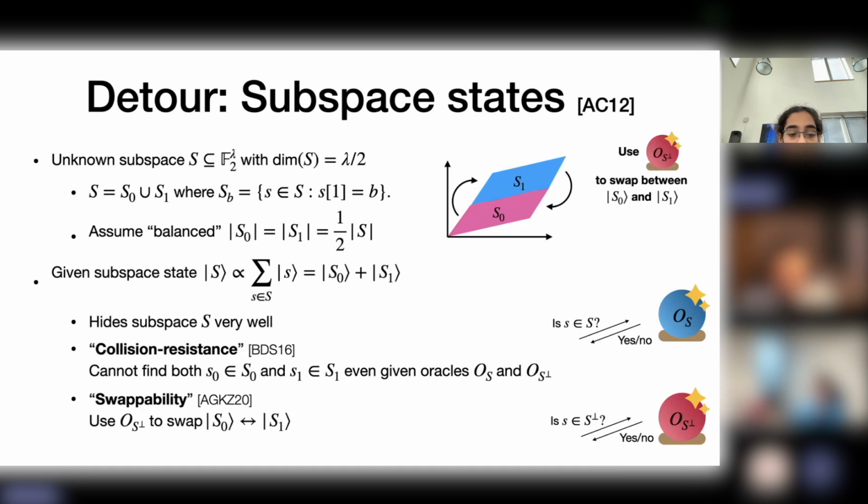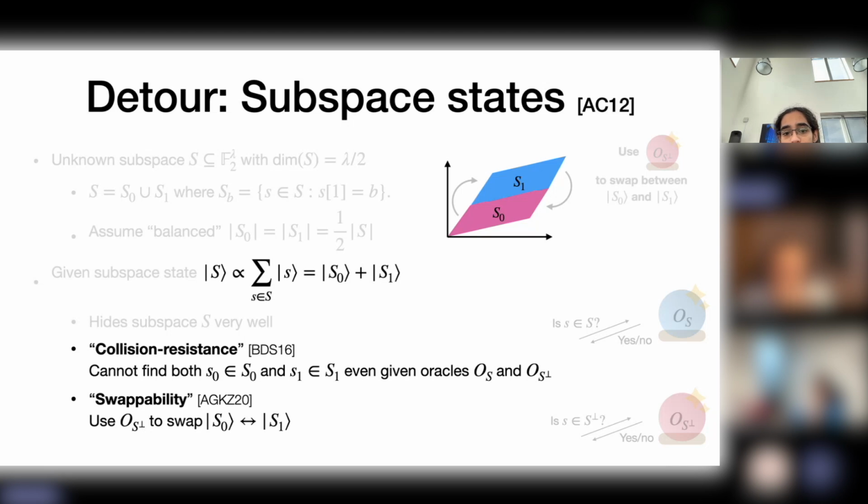And then another interesting property that these subspace states have is something I'll call swappability, which means that you can use this dual oracle to swap between S0 and S1. There's a nice calculation you can do, and I won't say anything about it, but it allows you to freely swap between these two states, ket S0 and ket S1. Okay, so that was a lot of information, but the takeaway is that the subspace state is a uniform superposition over all the vectors in the subspace. And it's an even superposition of the vectors that start with 0 and start with 1. And these states have nice properties that they hide the subspace very well. You can't even find two vectors in the subspace. And given this additional oracle OS perp, I'm actually able to swap efficiently between S0 and S1.